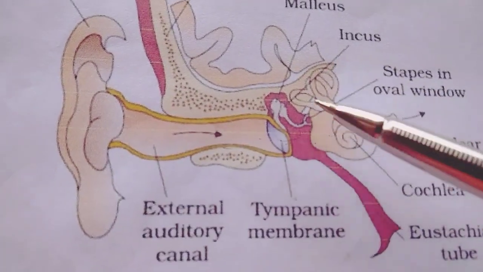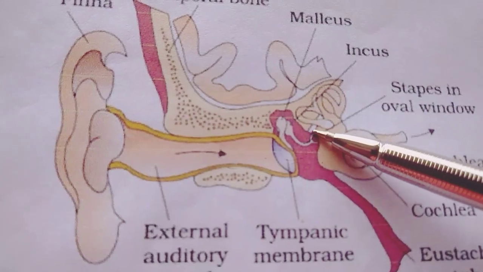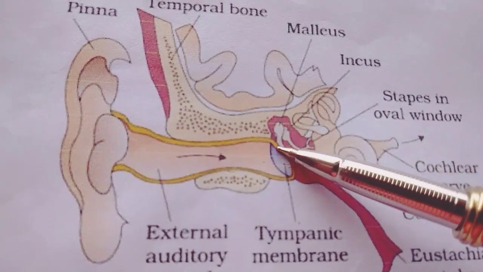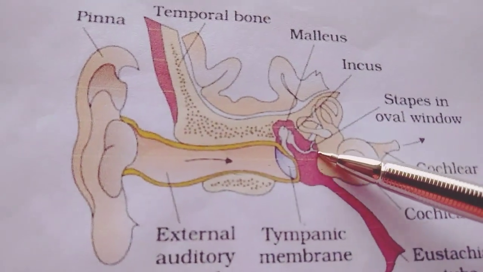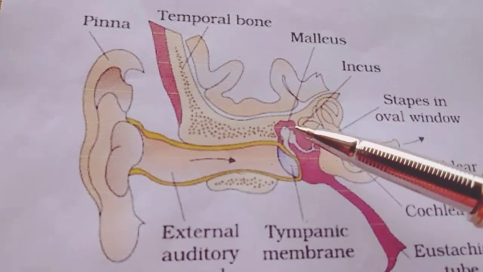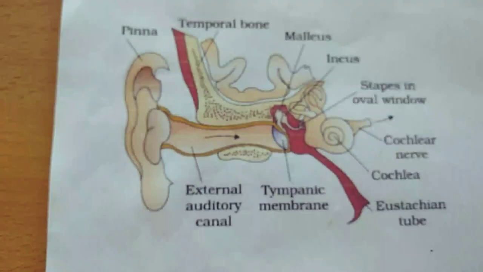Ear ossicles are attached to each other in a chain-like fashion. This is the malleus, this is the incus and this is the stapes. They are attached in a chain-like fashion. And this malleus is attached to the tympanic membrane, that is the eardrum, and the stapes is attached to the oval window. The point here is important. Malleus is attached to which? The chronology, the order is also important here.